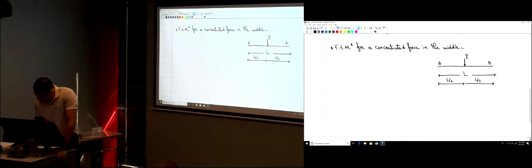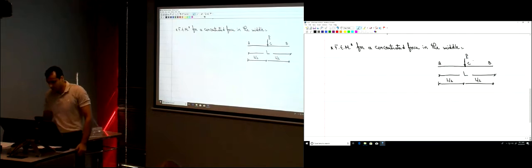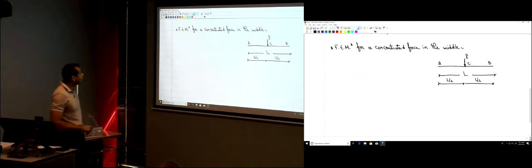So we have a beam element, not an entire beam, just a beam element of a length L. And that beam has a concentrated force of a magnitude P. P can be any value. It's just right in the middle of that beam. That means that this distance is L over 2. And let's name this point A, B, and let's name the point in the middle, let's say C. We want to find the fixed end moments for this load.